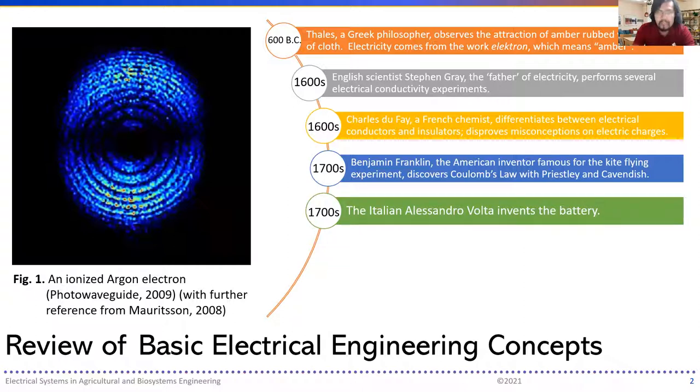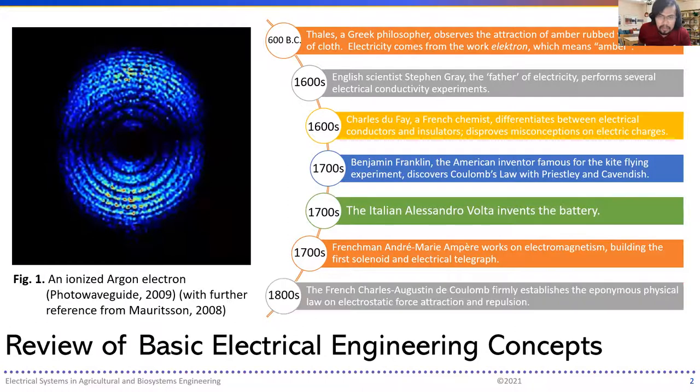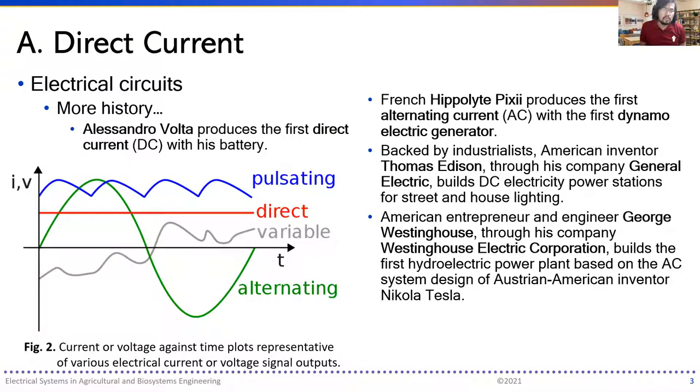So we have Andre Marie Ampere, and we also have Charles Coulomb. Once we have this as our starting point for our development, we now move on to the bigger scale of the use of electricity in our society, and we move to the more recent history. We have Volta again, and we go back to the use of his battery. And we have Hippolyte Pixii, who produced the first alternating current via the dynamo.